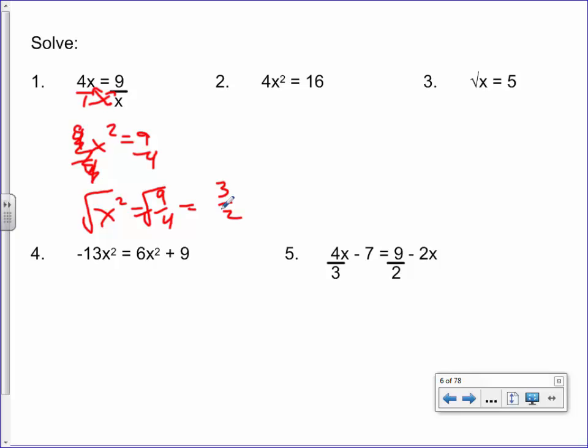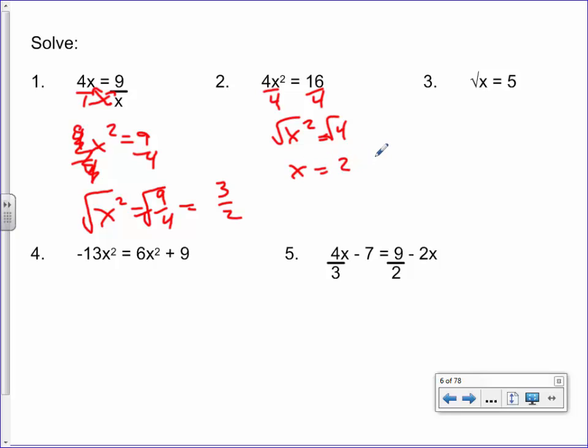Okay, let's try the next one. This one right here doesn't have fractions, so that's good news. So, reversing BEDMAS. Do we have any add or subtract to deal with? No. Do we have any multiply? Yep. We have to divide by 4, so x squared equals 4. And then square root.